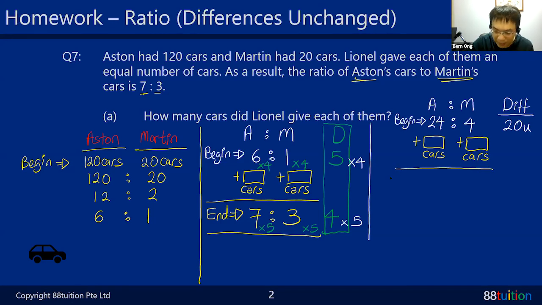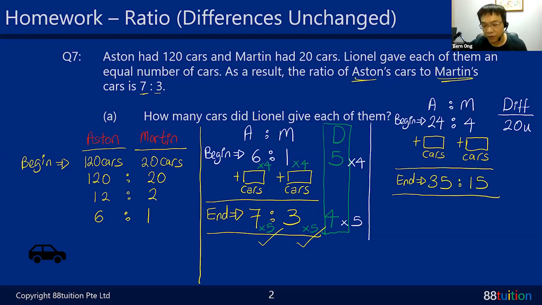And therefore, at the end of the day, what's the new balance ratio now? Let's check it out. Down here is 7 times 5, and down here is 3 times 5. 7 times 5 is 35, and 3 times 5 is 15. And check out the differences between 35 and 15. 35 minus 15, very good, 20 units. So this means we are at the same level for comparison already. How come the difference is the same already?